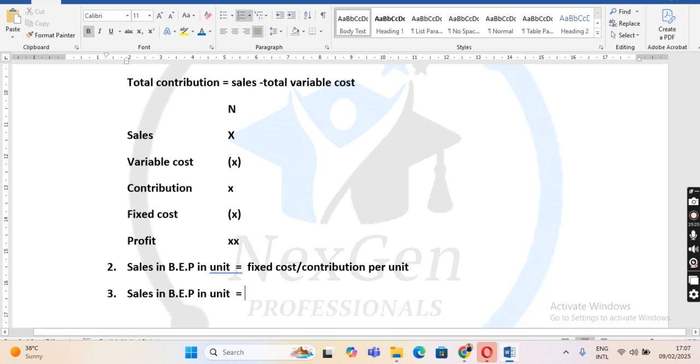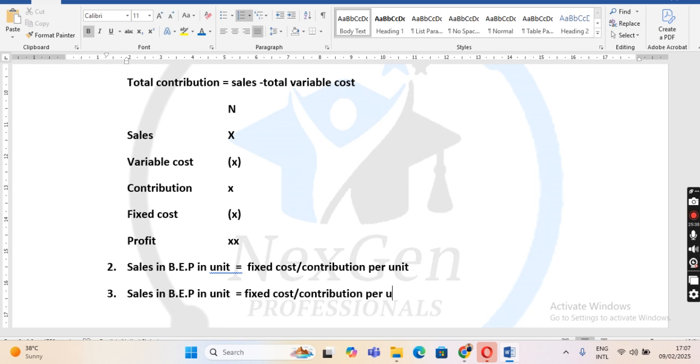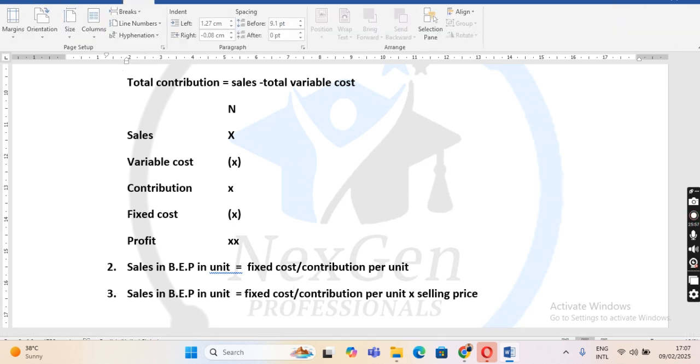So now, for you to get it in value, class, it will still be fixed cost divided by contribution per unit, times selling price.